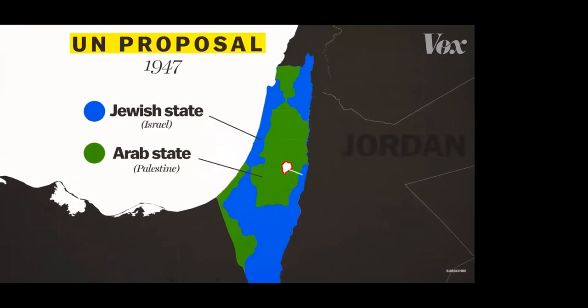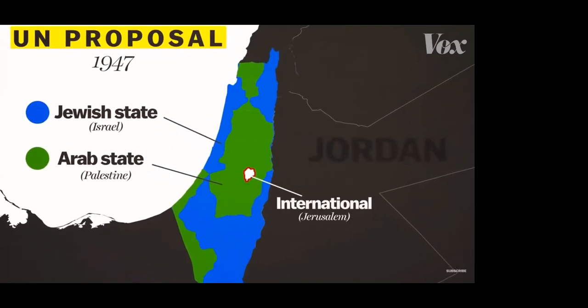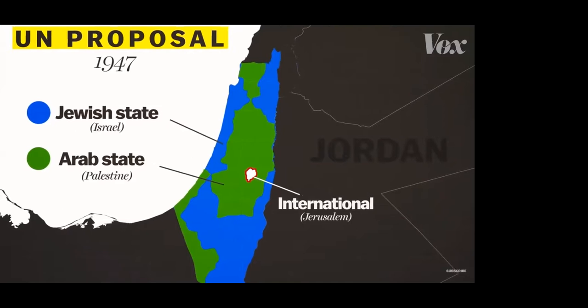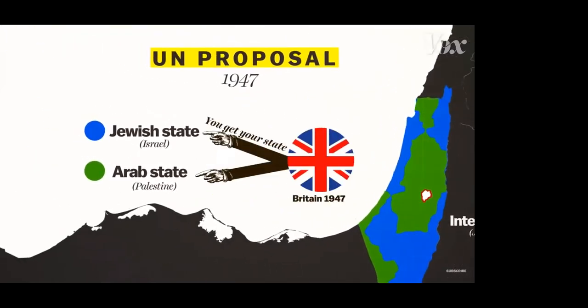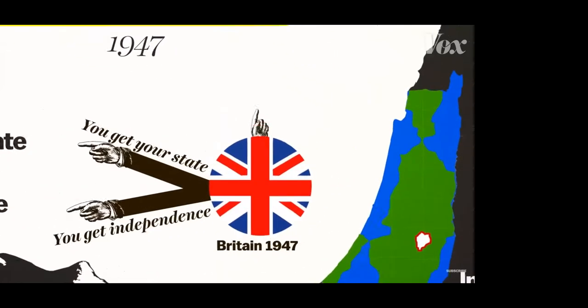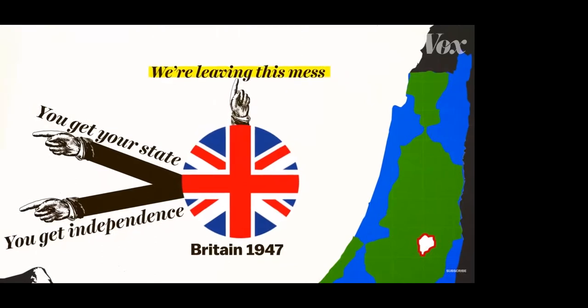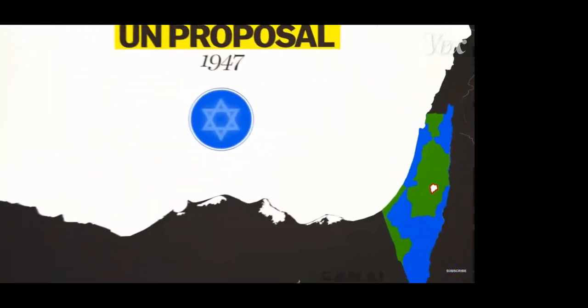The city of Jerusalem, where Jews, Muslims, and Christians all have holy sites, was to become a special international zone. The plan was meant to give Jews a state, to establish Palestinian independence, and to end the sectarian violence that the British could no longer control. The Jews accepted the plan, and they declared independence as Israel.